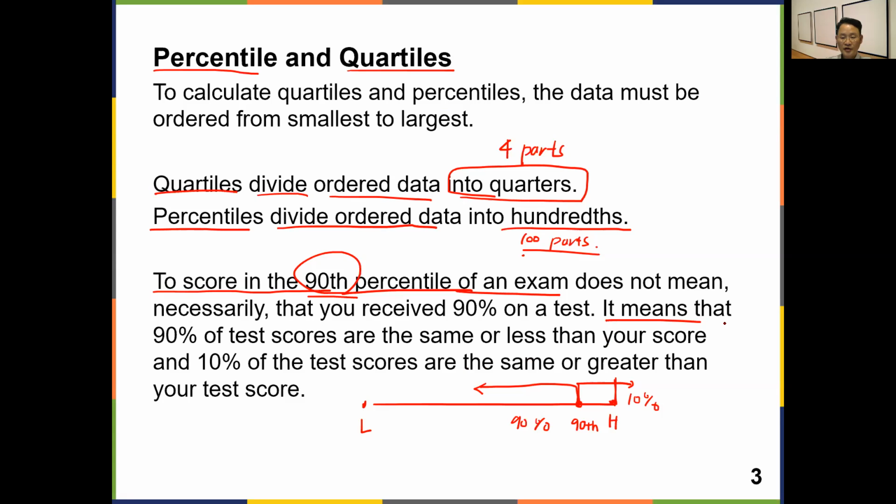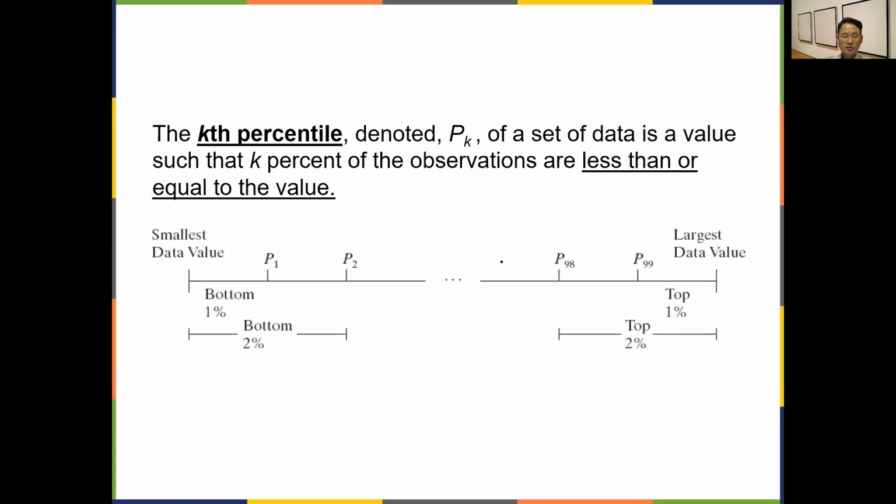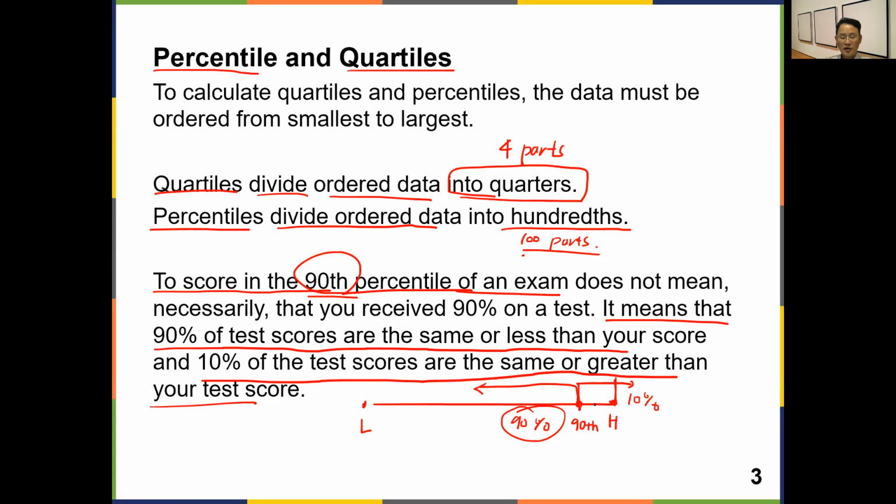So it really means that 90% of the test scores are the same or less than you, and only 10% of test scores are the same or greater than you. So if your score is in the 90th percentile, that most likely means you are in the top 10%. Below you, 90%, right? So let's say you are at the 10th percentile. That means you are not doing well, right? The 10th percentile is right here. Below you, 10%. Above you, it's going to be 90%. That's what percentile really means.